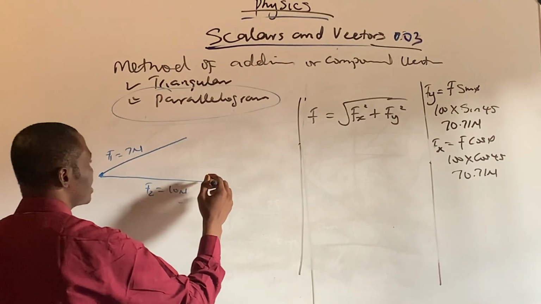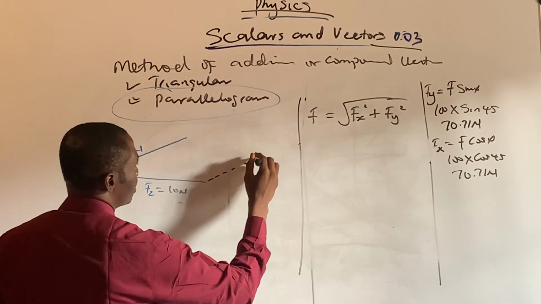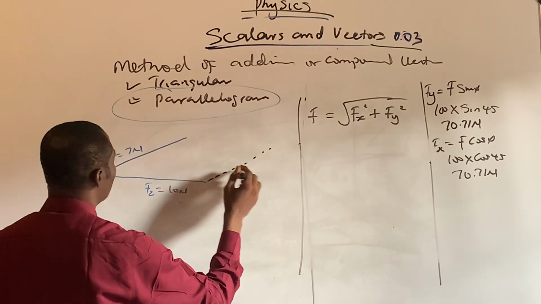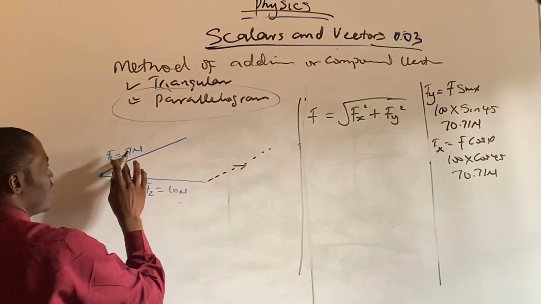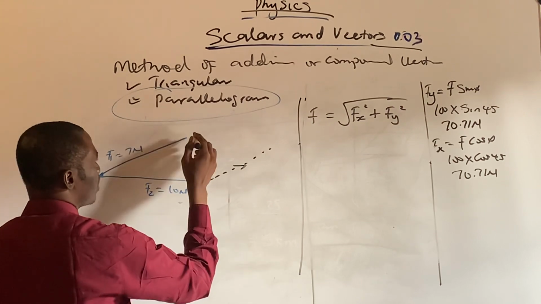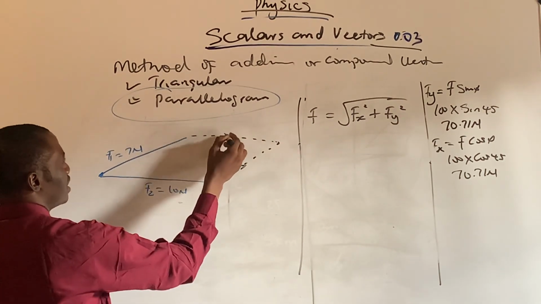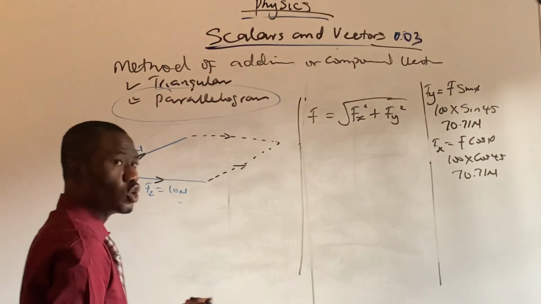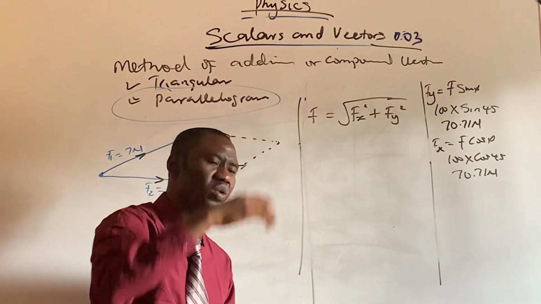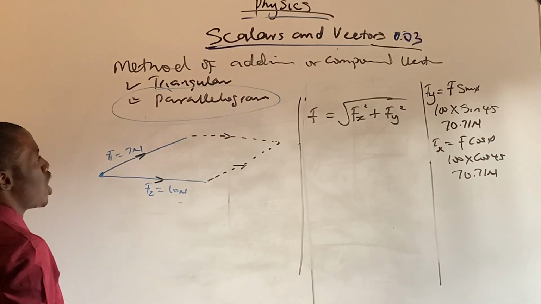So I have this side, okay, I'm not too artistic, over here, which is equal to this side. Now this side will join up here, which means this side is equal to this side. So this is a parallelogram. You see, two parallel lines, parallelogram. Now if you have that, the resultant vector will come from here.